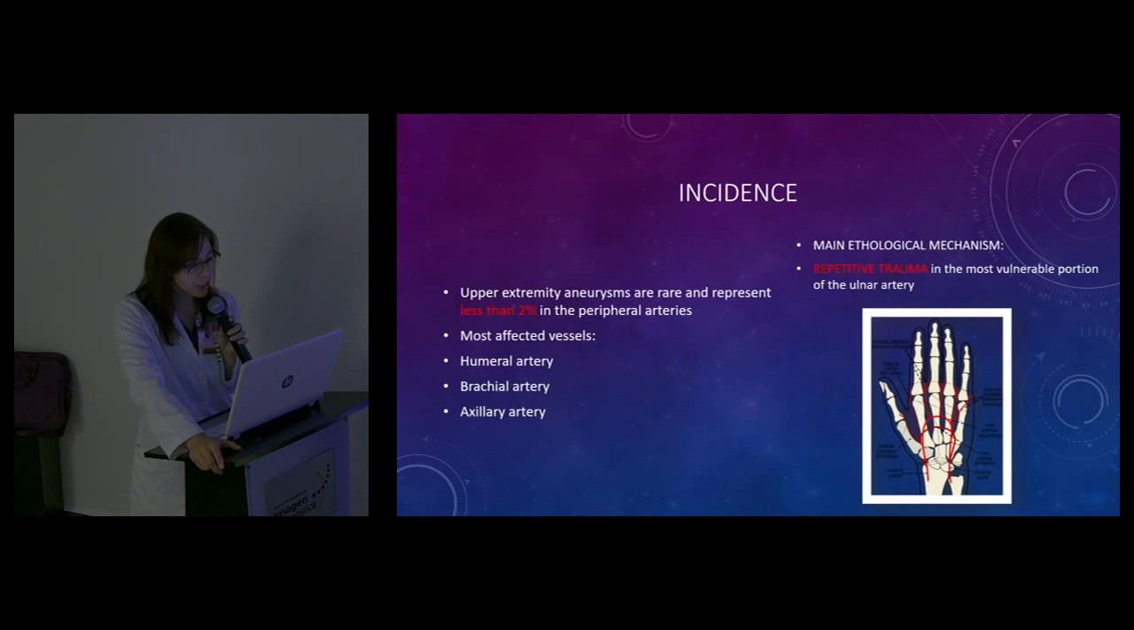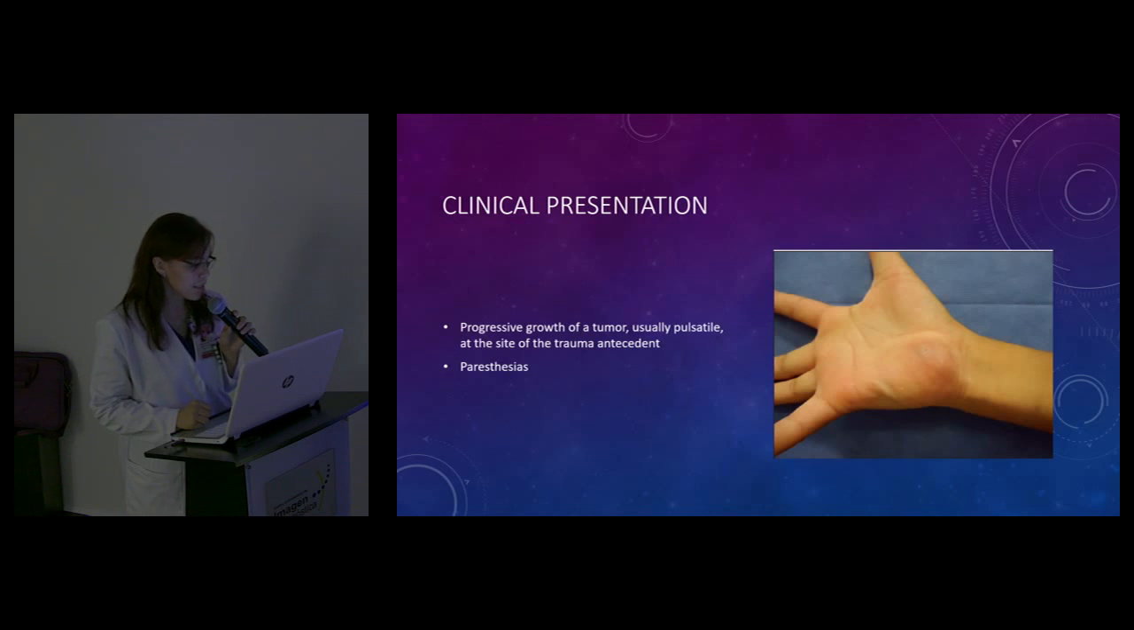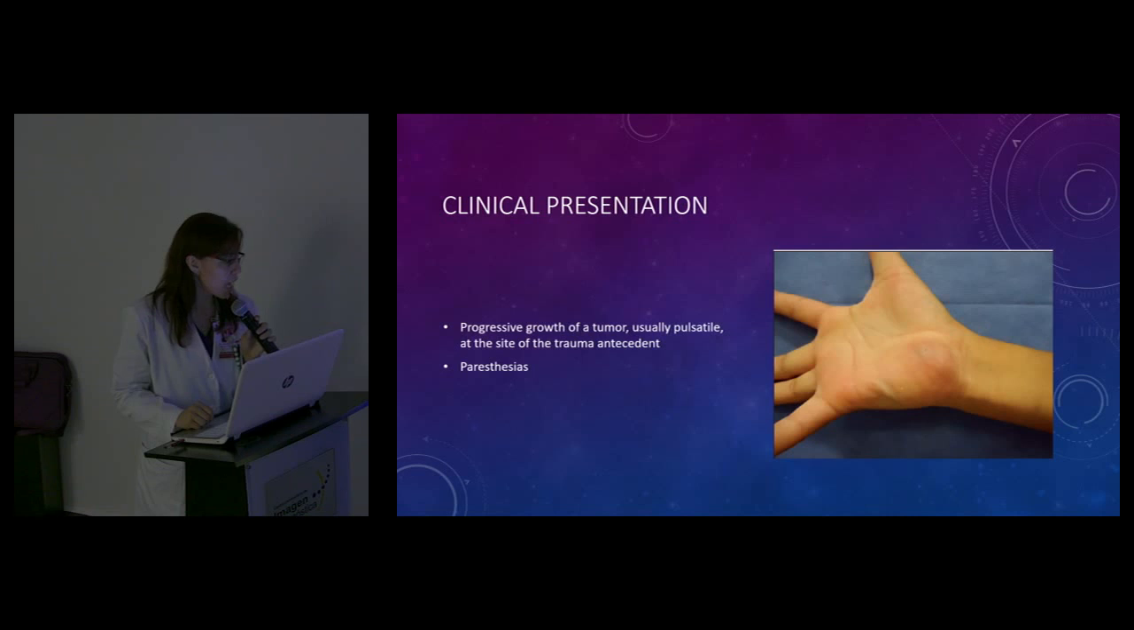The main etiologic mechanism is repetitive trauma in the most vulnerable portion of the ulnar artery, which is the point around the hook of the hamate bone in the wrist. The clinical presentation is progressive growth of a tumor, usually pulsatile, at the site of the trauma antecedent, and paresthesia.